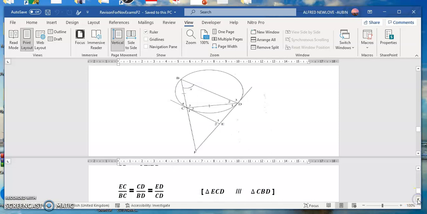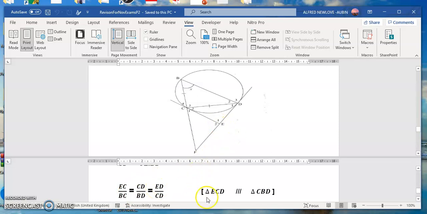The first thing is, we already know that triangle ECD is similar to triangle CBD. Remember, we proved it in the previous question. So if you've not watched that video, please watch that one. We have already proved that one. Because they are similar, this equation also holds. We proved it using the angles. This also is true.